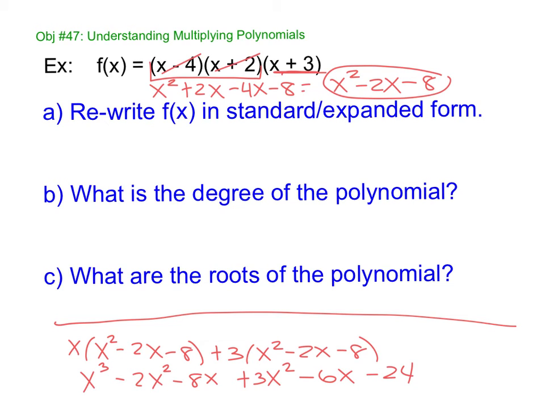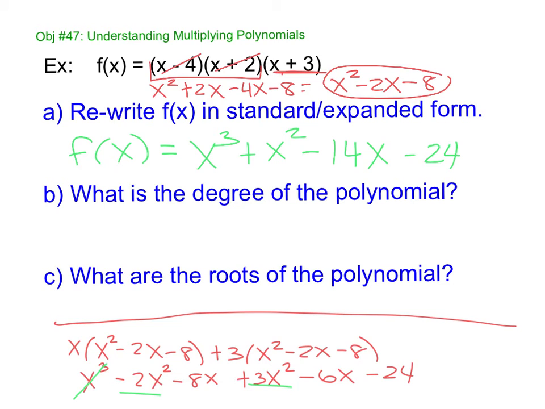All right, so combine like terms, and I get f of x equals x cubed, and then I get x squared, right? Negative 2 plus 3, and then negative 14x minus 24. All right. So then what would be the degree of the polynomial? Right? The highest exponent I see is a 3. So the degree is 3. What are the roots? Right? Remember, how do you find the roots? We factor, set it equal to 0, right?